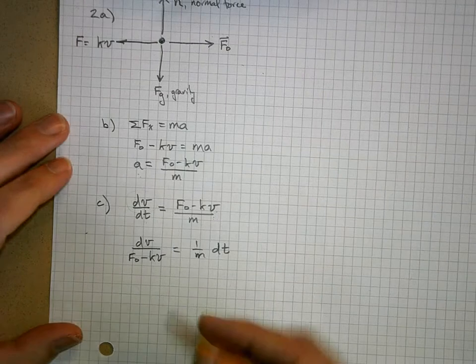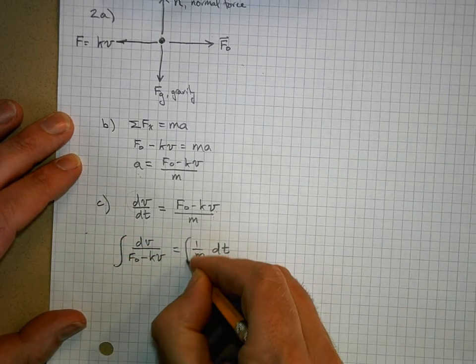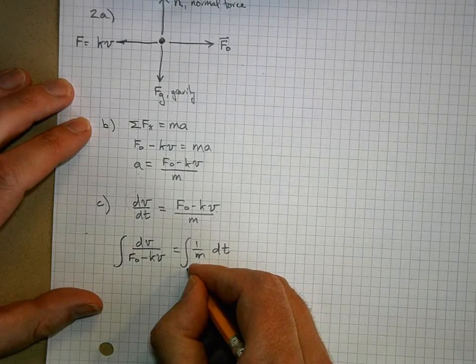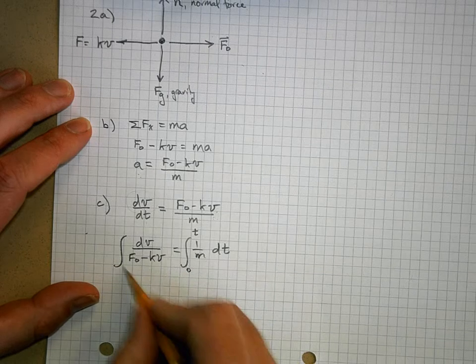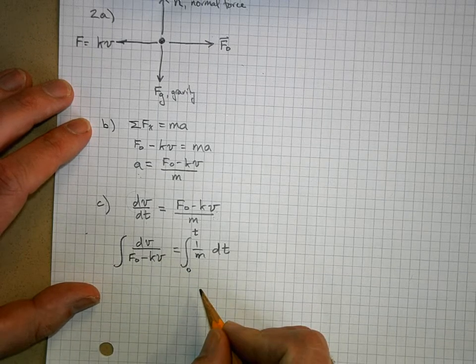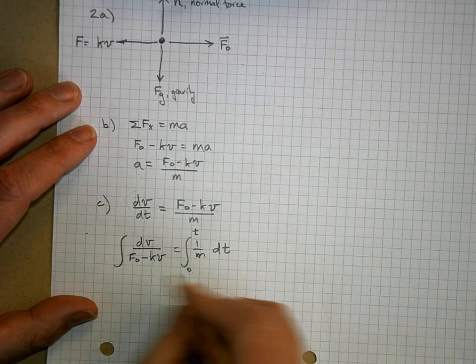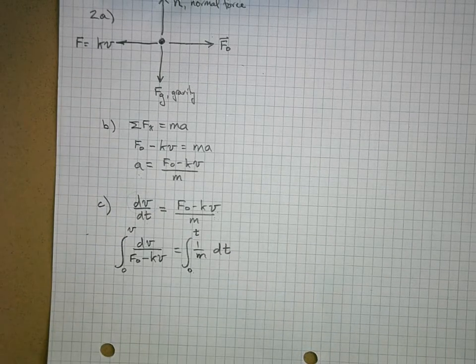Okay. So let's go ahead and do that. We're going to integrate this, and we're going to start at time 0 and go to time t. Now, when time t equals 0, it said in the problem that the car started from rest. So that means at time t equals 0, the velocity is 0. And we're going to go to some final time, v.